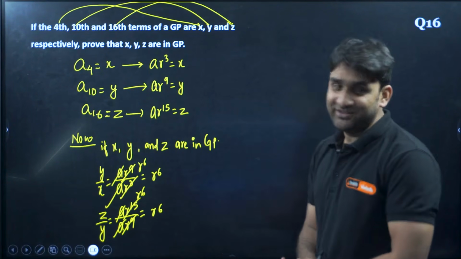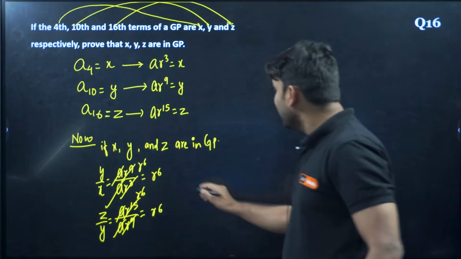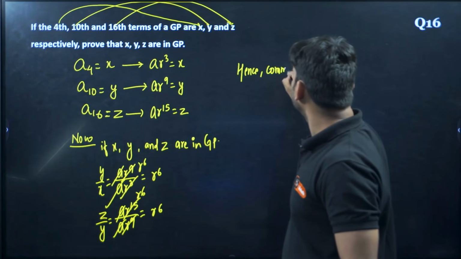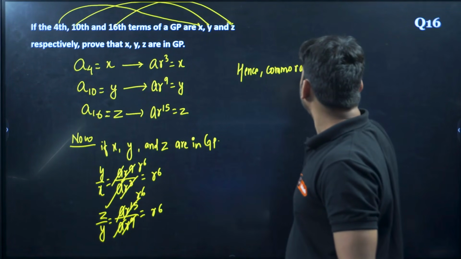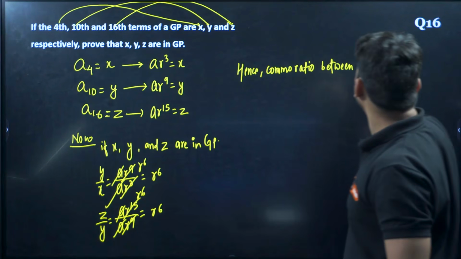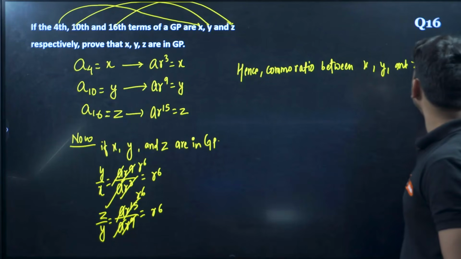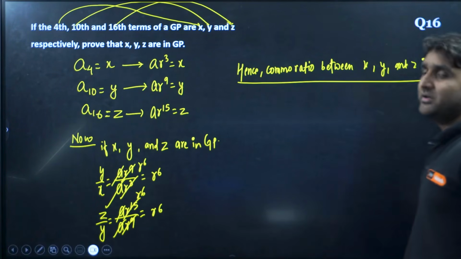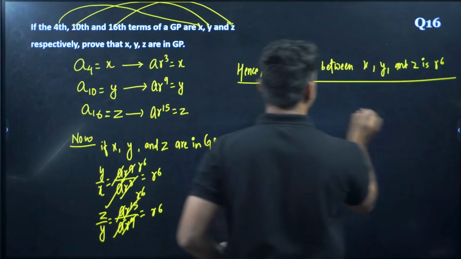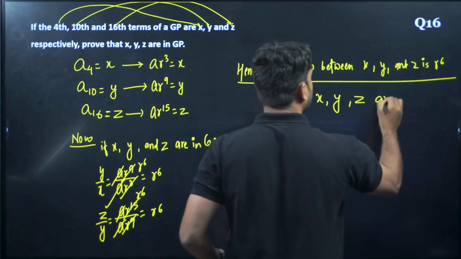So my dear, can you see here, Y by X is equal to R^6, Z by Y is equal to R^6, hence the common ratio between X, Y and Z is R^6, which is the same. Common ratio between X, Y, Z is the same. And if the common ratio is the same, it proves that X, Y, Z are in GP.